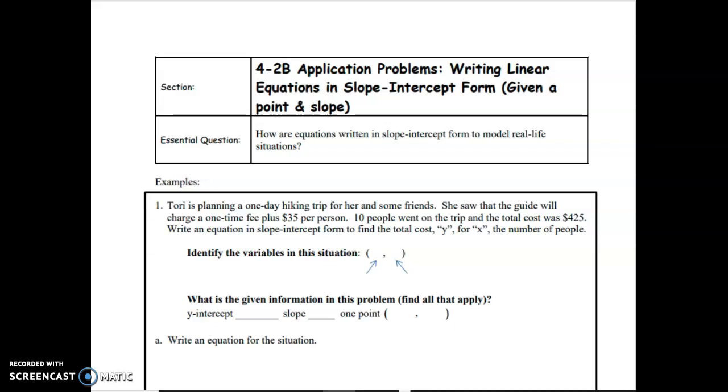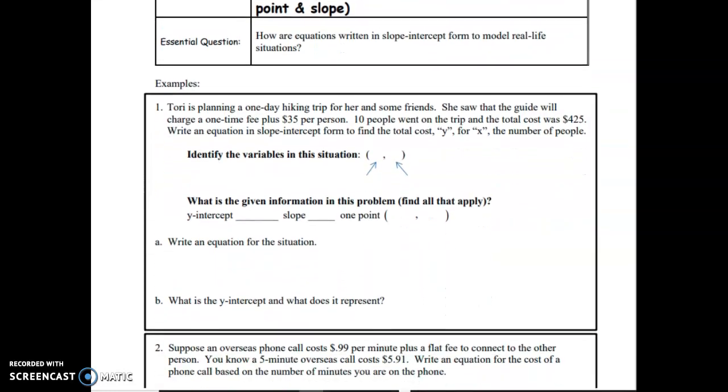do the problems together. So yesterday we did writing an equation given the slope, which is a rate, and the starting amount, which is your y-intercept. Take a look at what you're going to get today. It says, how are equations written in slope-intercept form to model real-life situations? But today I'm going to give you a point and the slope. So you don't have the y-intercept and you do know how to solve them.